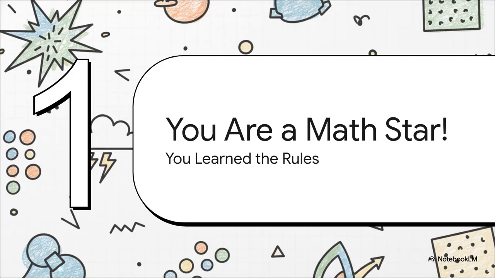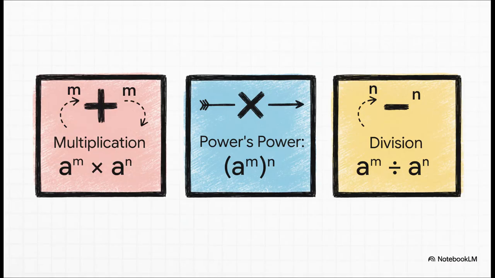And just like that, you did it. You are an absolute math star. You just worked through and learned the 3 main rules for powers. That is a really, really big deal. So let's do a super fast recap of your new math superpowers. Rule 1. When you multiply powers with the same base, you add the exponents. Rule 2. For a power's power, you multiply the exponents. And Rule 3. When you divide powers, you subtract the exponents. Add, multiply, subtract. You got it.